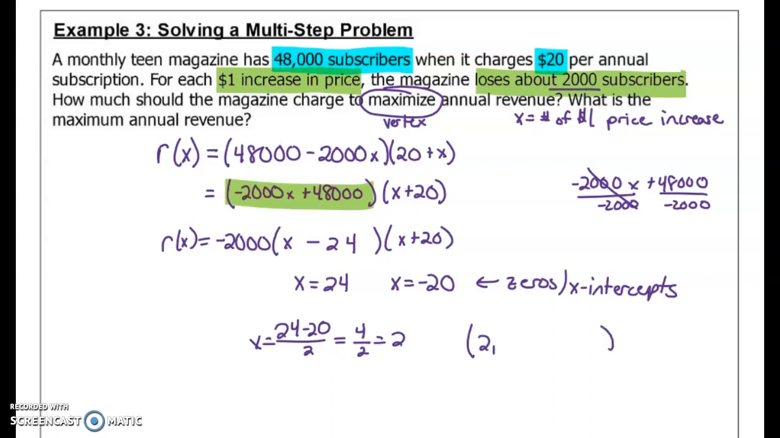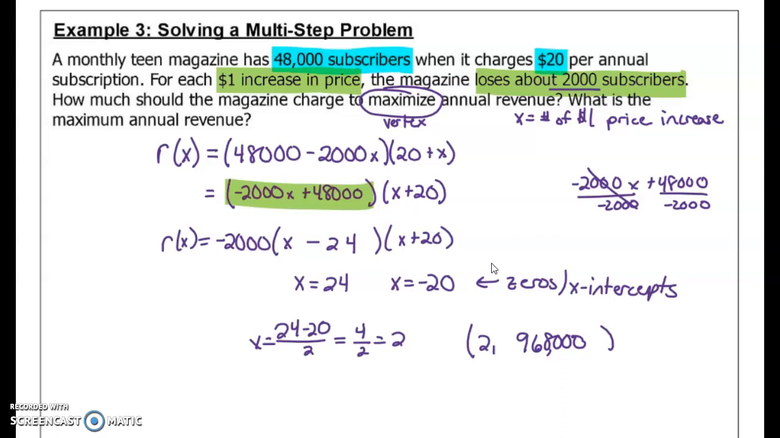Then to find the y value, you plug it back in. We can either plug it back into where we factored it or into our original equation. Either way, if I plug it back in, I get 968,000. So 2 is x. And remember, x was, if you look up here where I define my variable, the number of dollar price increases. So if we're doing $2 of increase, then our max profit is that $968,000.